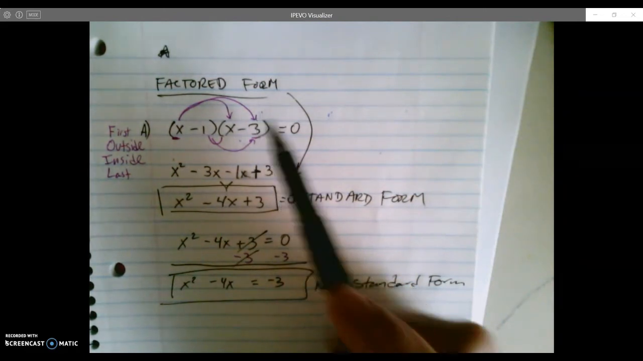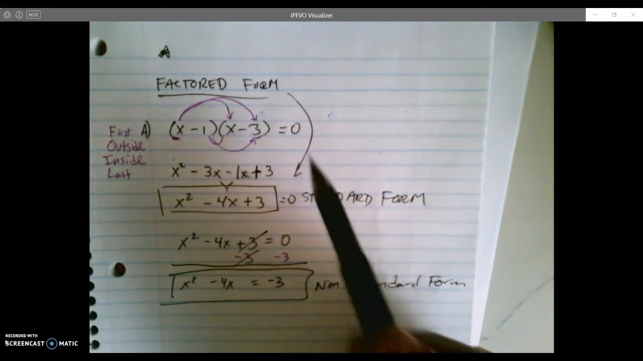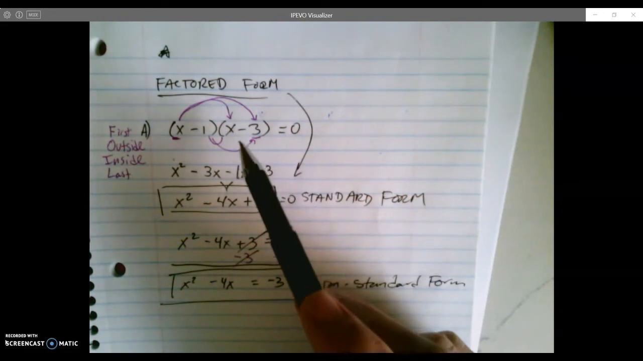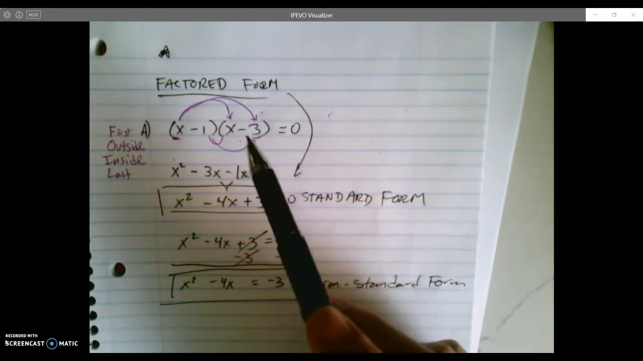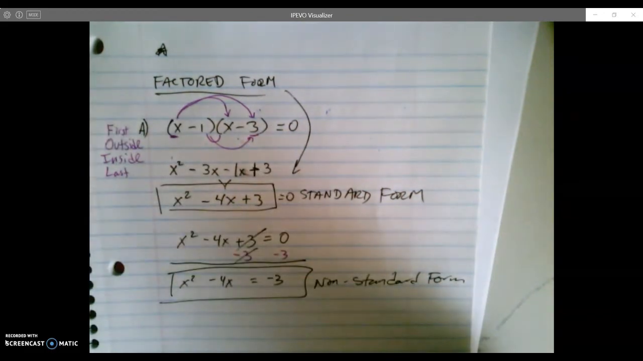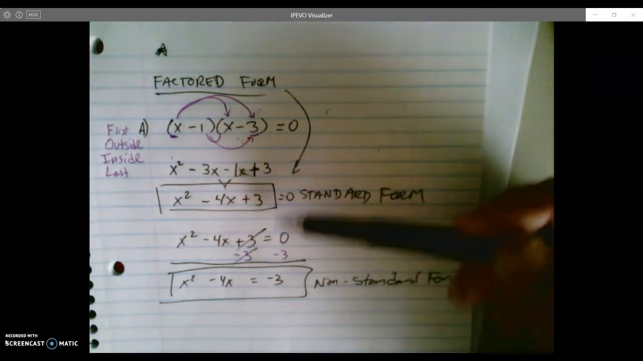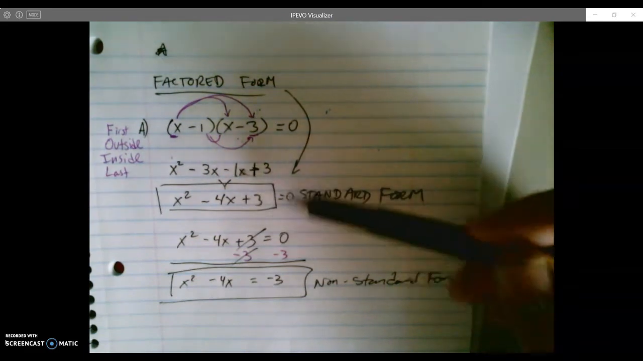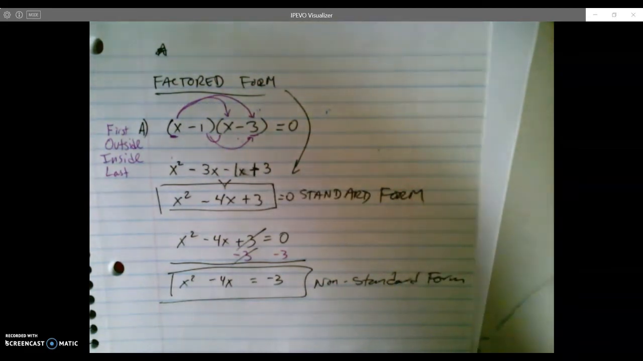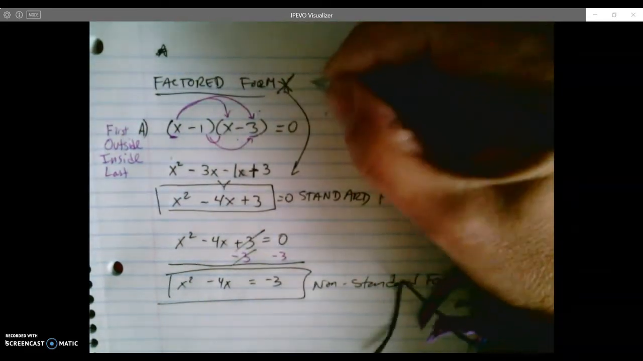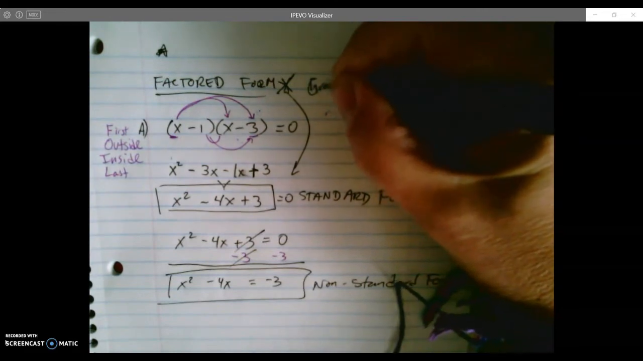Real briefly, where we're going with this eventually is graphing. And factored form is kind of what I prefer. I like factored form because I can get a lot of useful information out of it. Standard form is useful in that I can go into other forms from there, but standard form in itself is not my preferred method for graphing. So factored form is actually what I like for graphing.